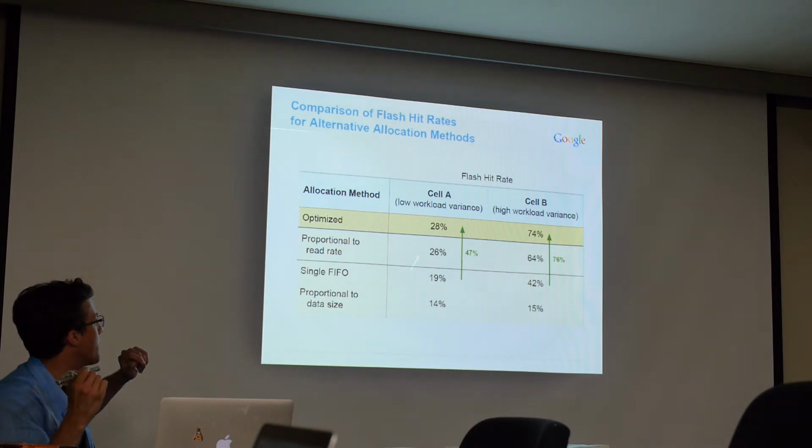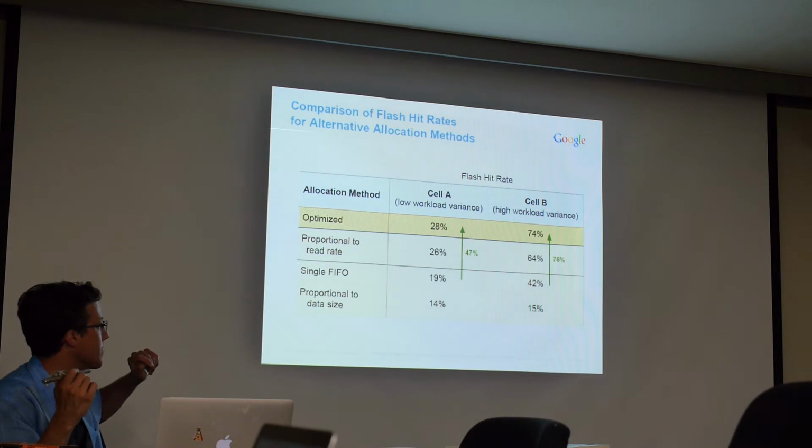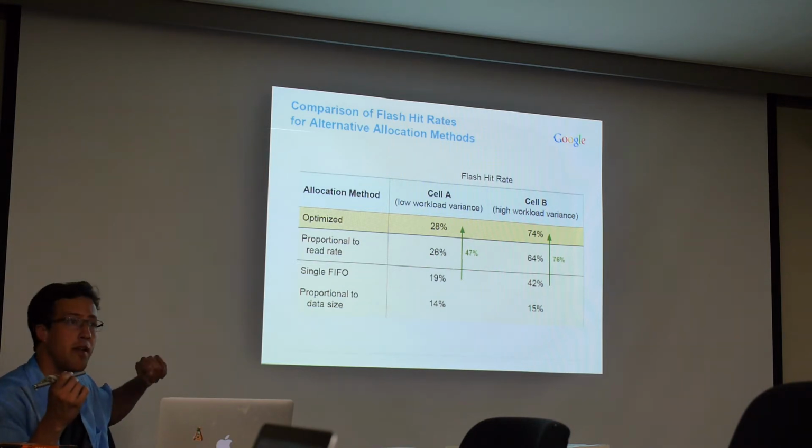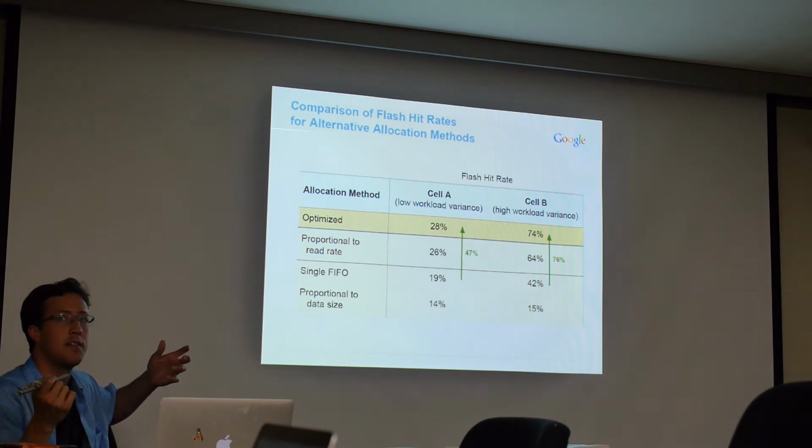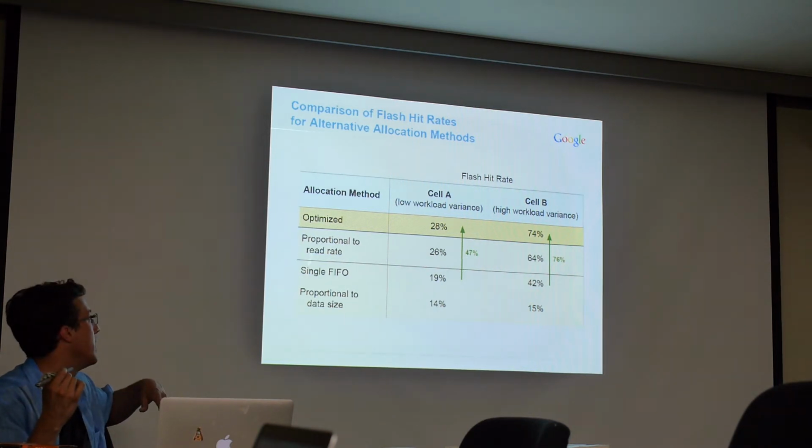What if it's proportional to the read rate? So that sounds clearly better than proportional to the data size, because some users have lots of data, but they never read it. So you don't want to give a user that stores petabytes of old archival data a lot of flash. They're clearly not going to read it. So in this one, if you do it proportional to the read rate, how well do you do? Well, in this case, you get 26% or 64%.